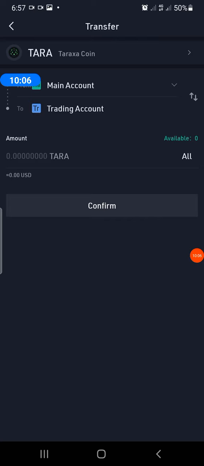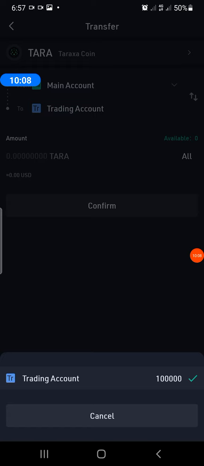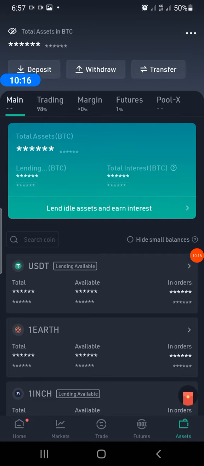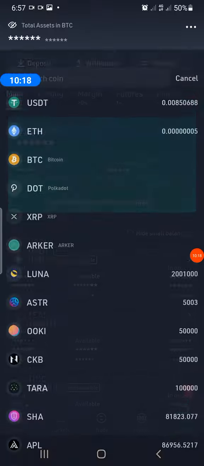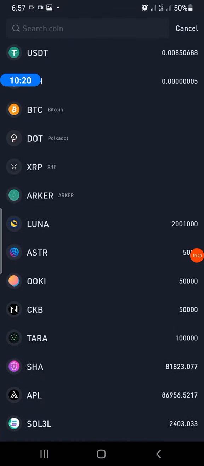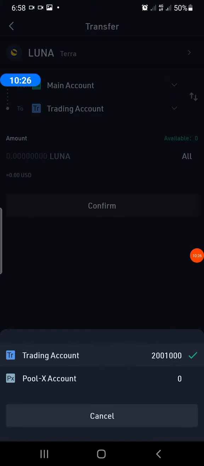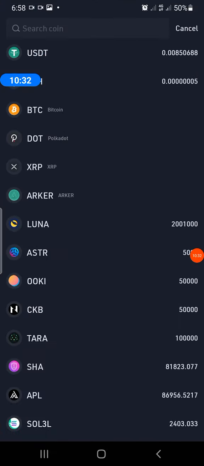Then all you have to do is select here to where. For example, this particular coin, you can only transfer it to your trading account because it's not available for futures or margin. So let me look for a coin that is more common. I will select transfer. Okay, Luna. I think Luna has this option. Transfer. Okay, they have removed Luna from futures trading. So let me select another coin.